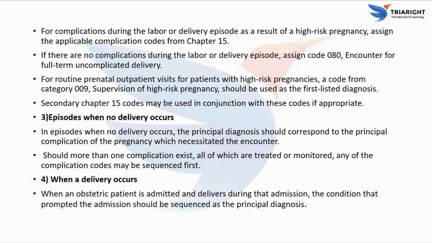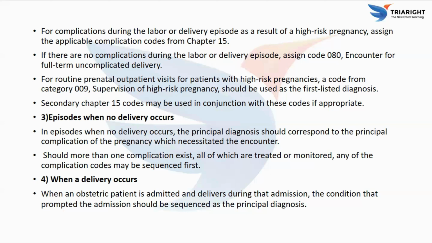The second line is no complication during labor or delivery. If the mother is high risk but the delivery happens normally with no complications, you have to use the O80 code, which describes encounter for full-term uncomplicated delivery. This code is used only when delivery is normal and there are no complications during labor or delivery, and no high-risk issue affected the labor or delivery outcome. So the rule over here is O80 is used only for a completely normal delivery with no complications.